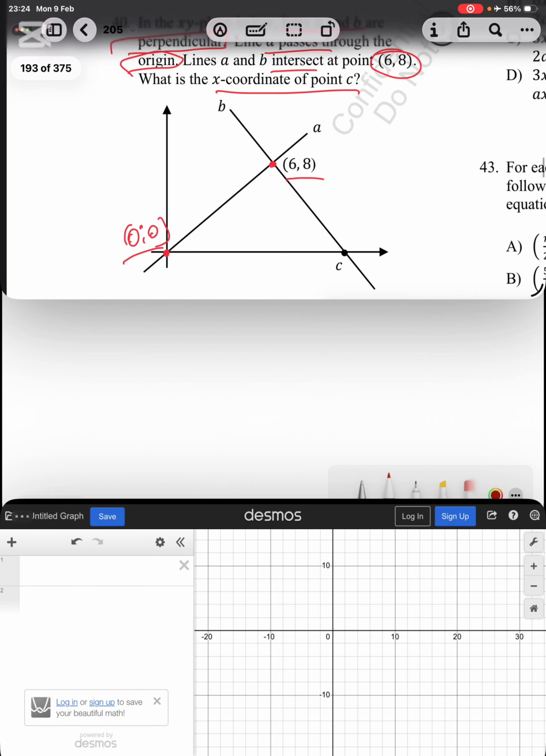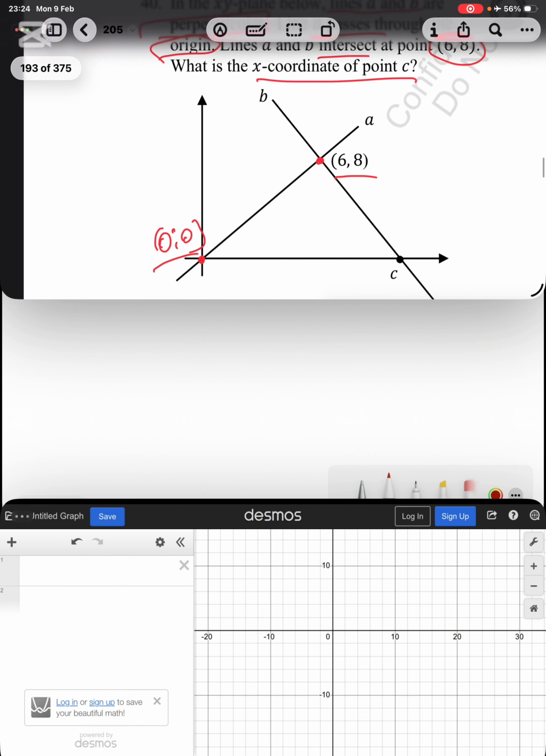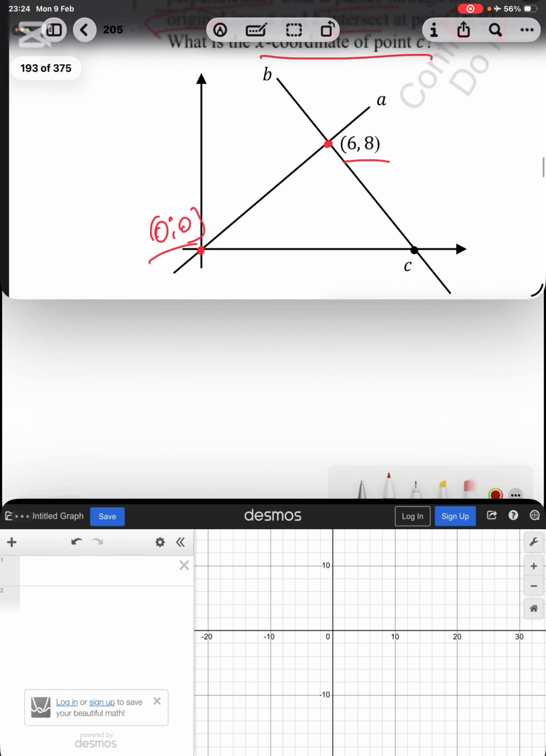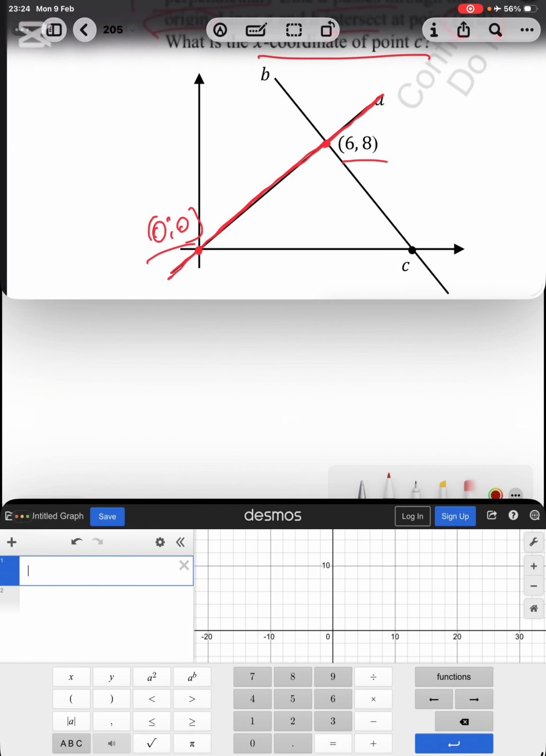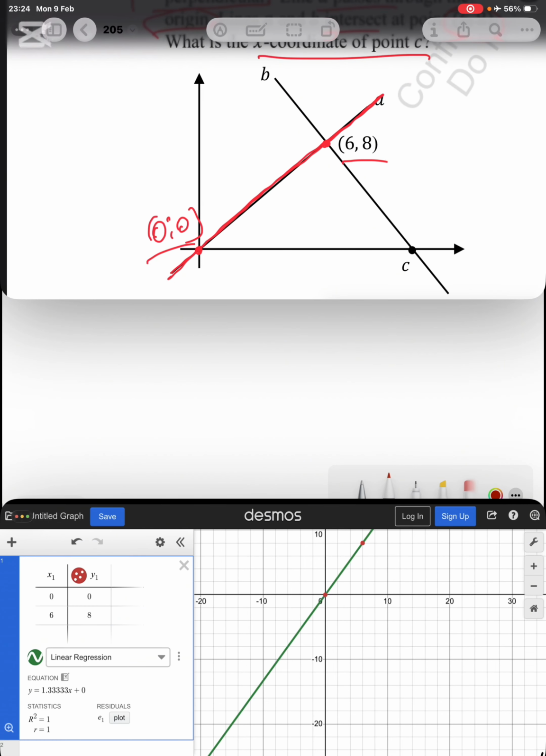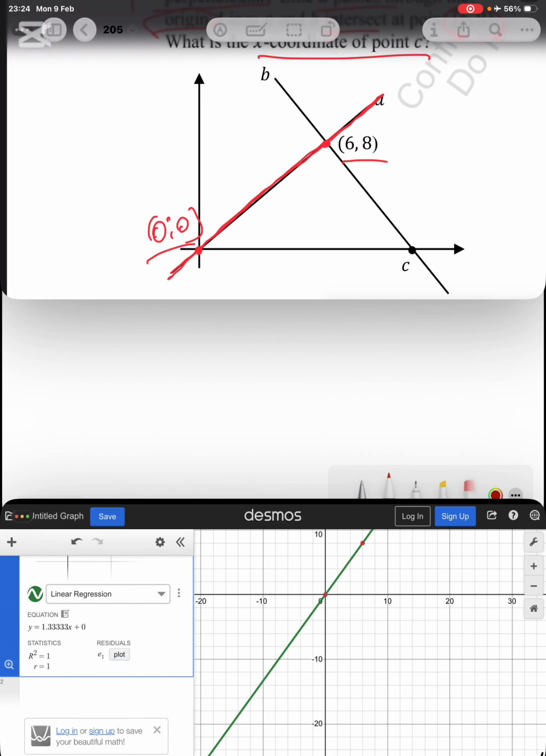So now I've illustrated that to you. This is going to be a little bit harder. So at first, we have to create the equation of this line A. In this case, we have to use Desmos by creating a table. So we have to insert the points 0 and 0, and the next one is going to be 6 and 8. From the regression, as you can see, now it's visible.